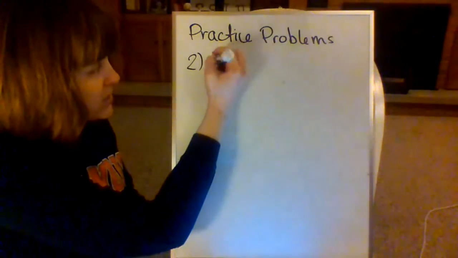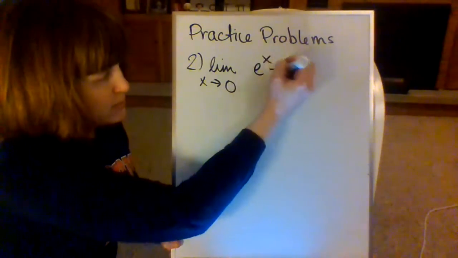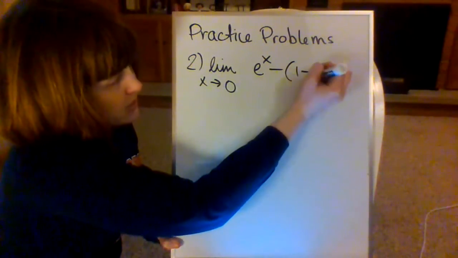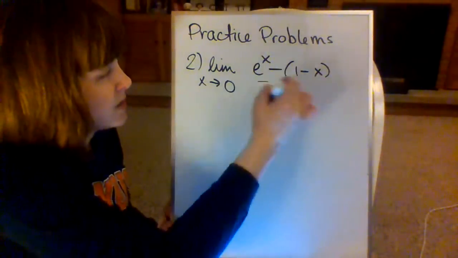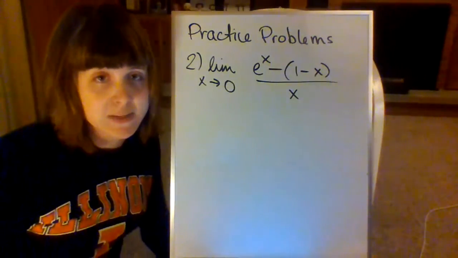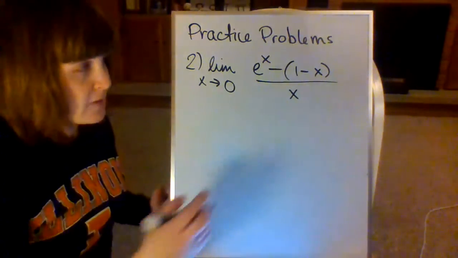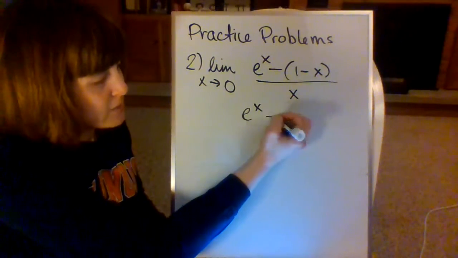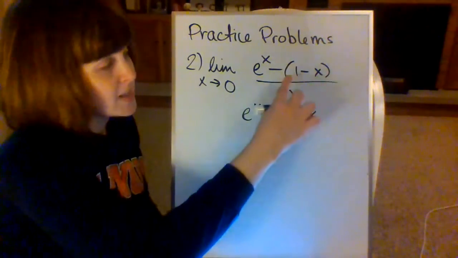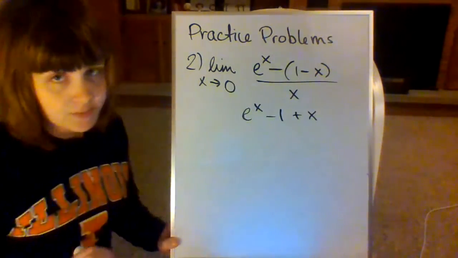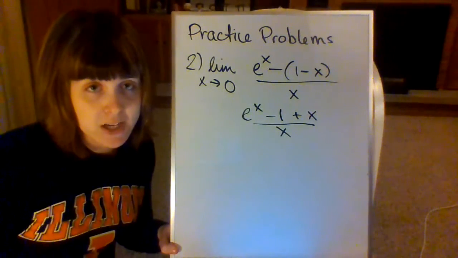Okay, number 2 looks like this. Find the limit as x approaches 0, and we have e to the x minus 1 minus x over x. Okay, so you see that top part that says minus 1 minus x. So you could rewrite this problem if that looks a little tricky. So we have e to the x minus 1 plus x, because this negative goes to this whole quantity. So it'd be minus 1 plus x over x.